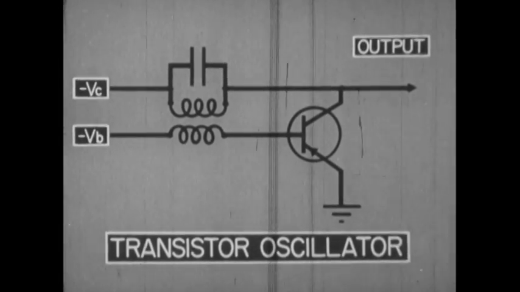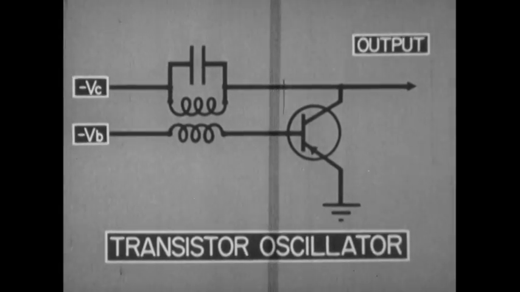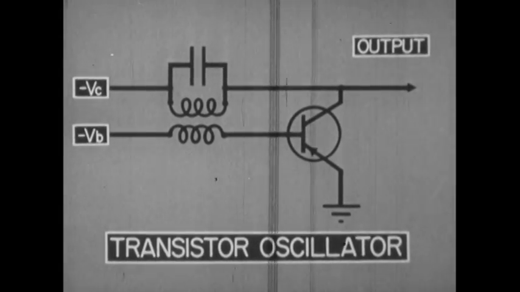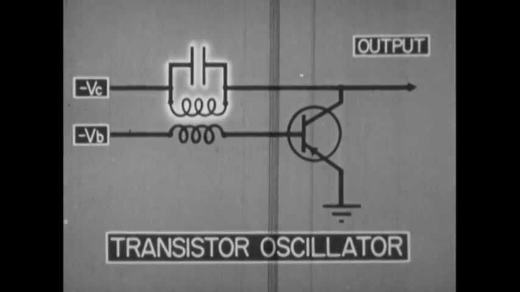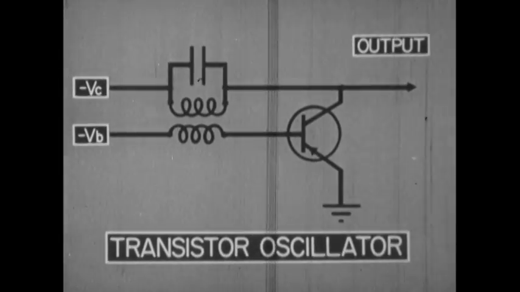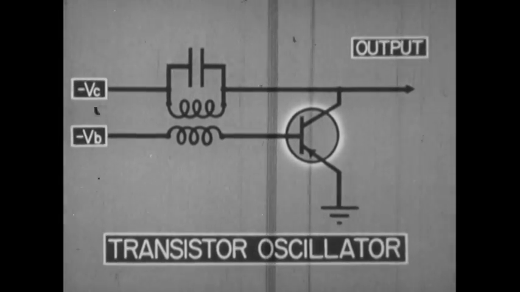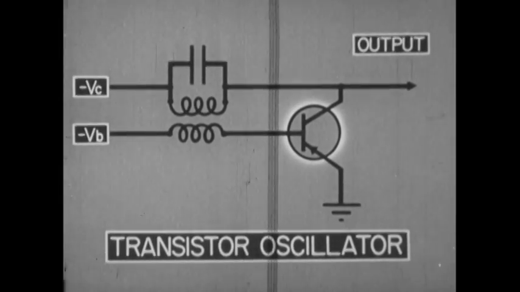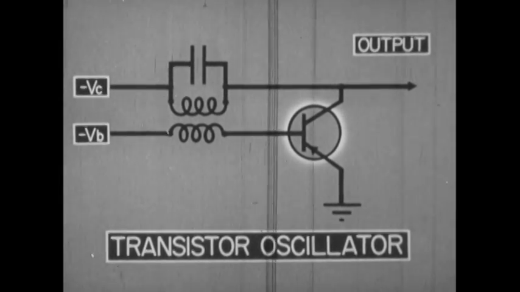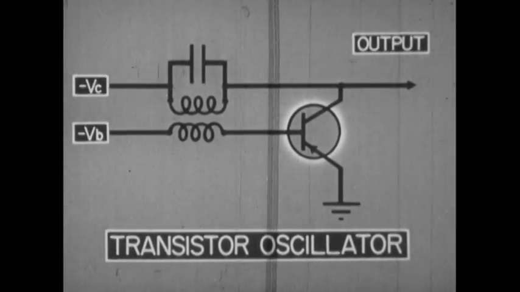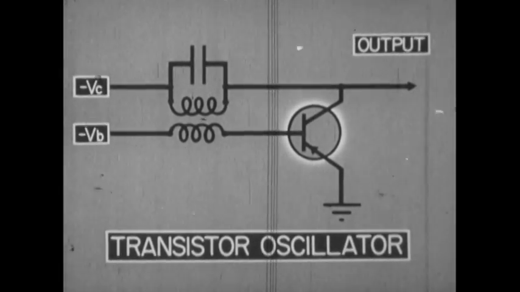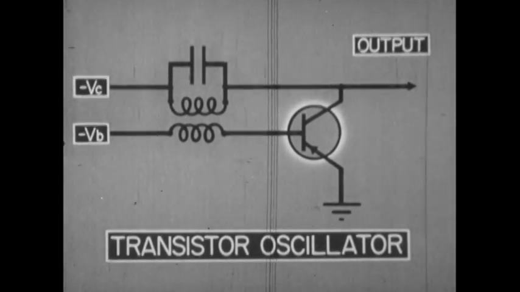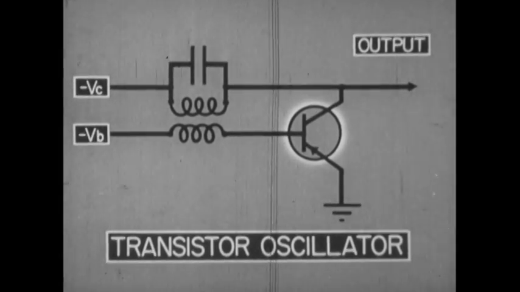This is a transistor oscillator. The frequency it generates depends on the resonant frequency of its tuned circuit. Naturally, the transistor used must have suitable frequency characteristics. But a given transistor can be made to oscillate at much higher frequencies than it will amplify usefully.